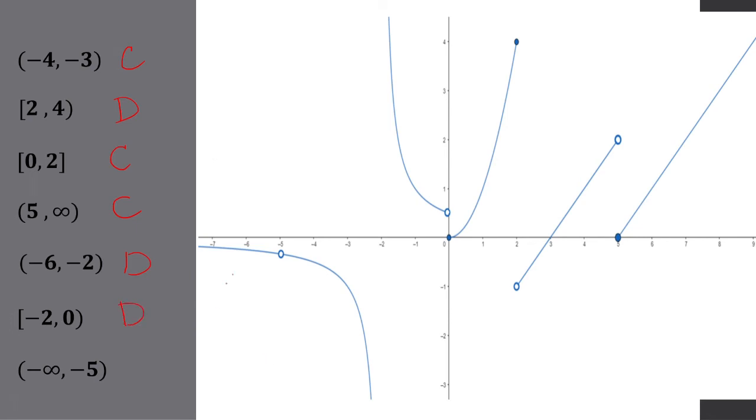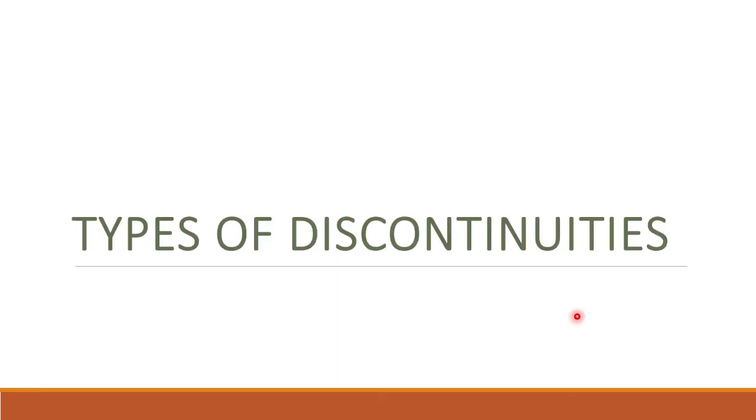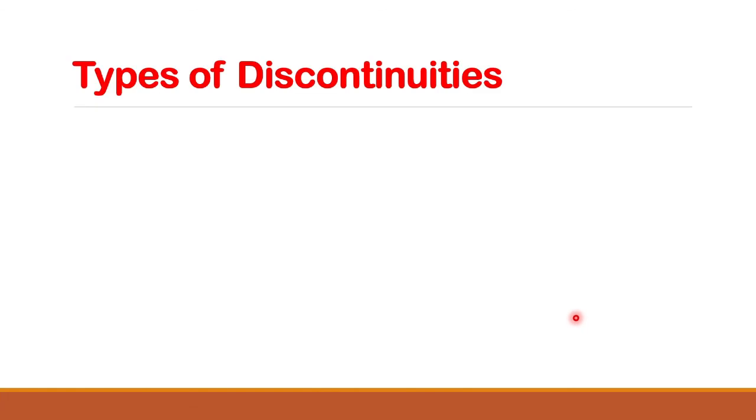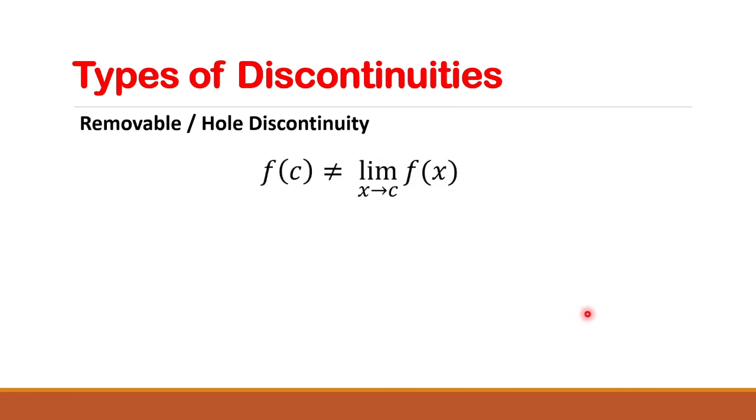And for negative infinity to negative 5, we are not including the negative 5 wherein we have a hole. Therefore, this is continuous. In this video, we're going to cover types of discontinuities. These are removable or hole discontinuity, which would give us that f of c is not equal to the limit of the function as x approaches c.